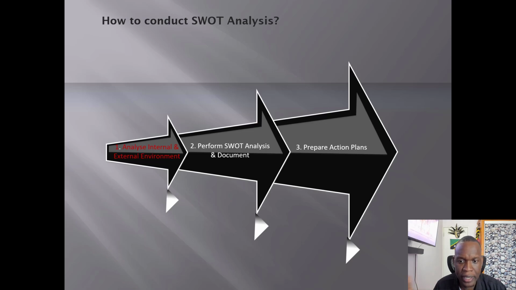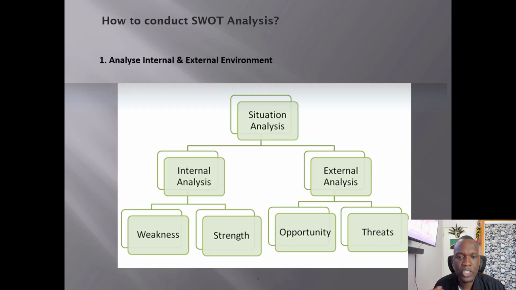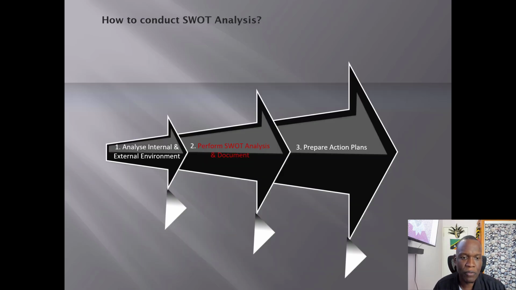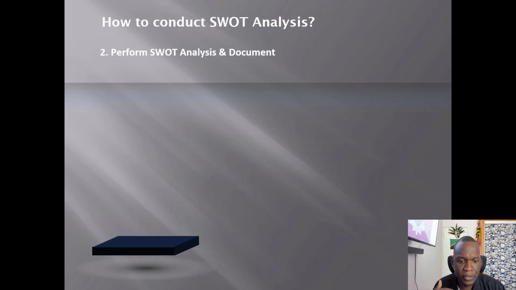Into how to conduct a SWOT analysis: analyze the internal and external environment, perform the SWOT analysis and document it, and prepare for the action plan. So we already know what is internal, what is external. We know internal includes the weaknesses and strengths, external, opportunities and threats. And of course, you perform the analysis, you document those things.